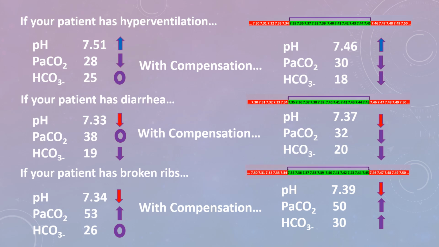I look at the graph to determine full or partial compensation. With a pH of 7.39, it is fully within the lines. We have full compensation.